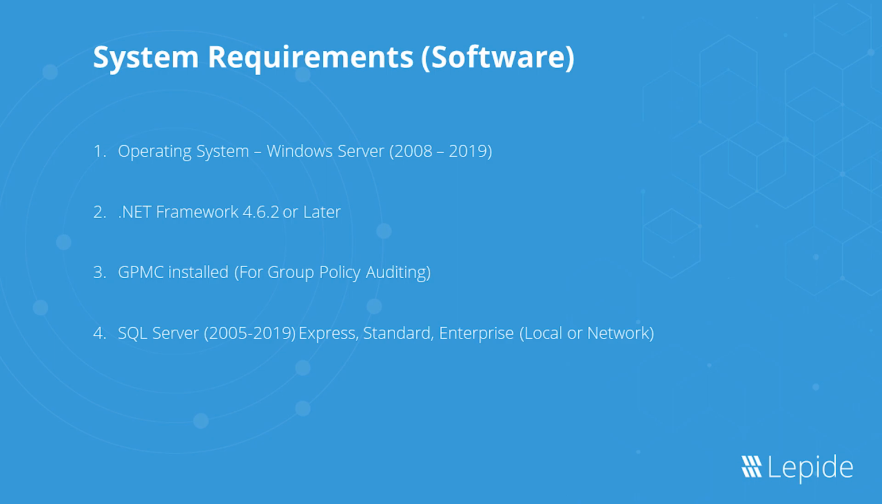.NET Framework 4.6.2 or later is required, and if you're configuring Lepide to monitor group policy, you will need to install the Group Policy Management console on the machine you're intending to install Lepide on. Finally, the solution requires access to an instance of SQL as the backend, and any version from 2005 Express is supported, although in larger environments, Standard or Enterprise is recommended due to the limitations in Express versions.